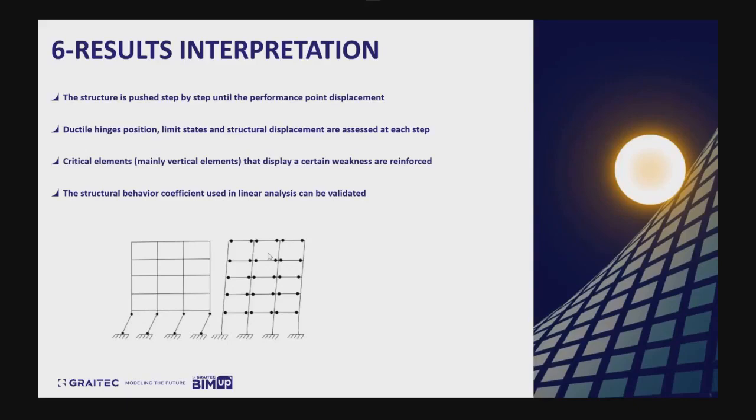For example, if I'm having hinges in the column, this is a bad thing. I don't want it. I want the plastic hinges to form in the beam, so I make proper adjustments. And of course, the behavior coefficient, which is used in the classical linear analysis, can now be validated by doing a pushover analysis. We get the exact behavior coefficient of the structure.